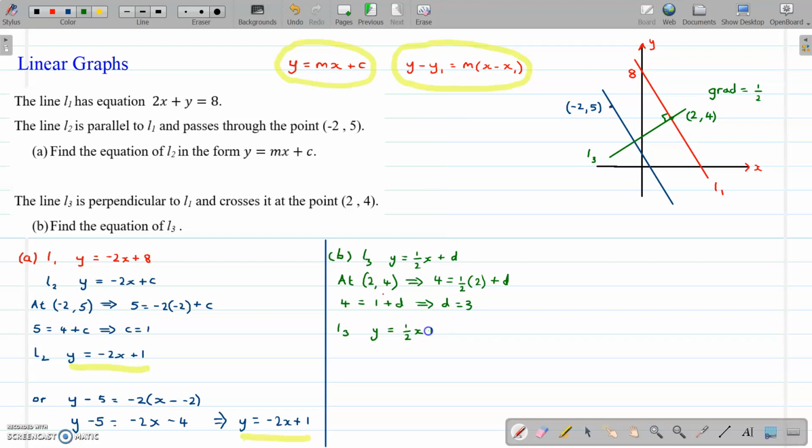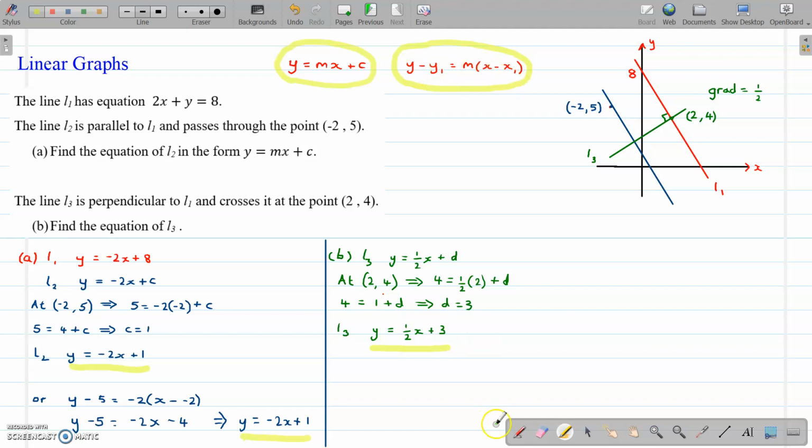And if you look at our diagram, it seems to be crossing the y-axis at about 3. Okay, remember it is just a sketch, and it's got a gradient of a half, which again looks roughly correct. Okay, so that's the correct answer to the question.